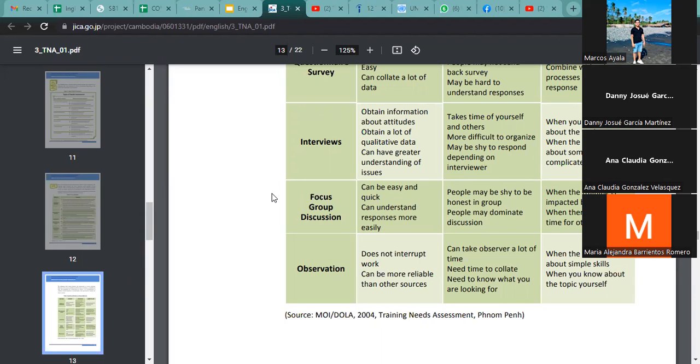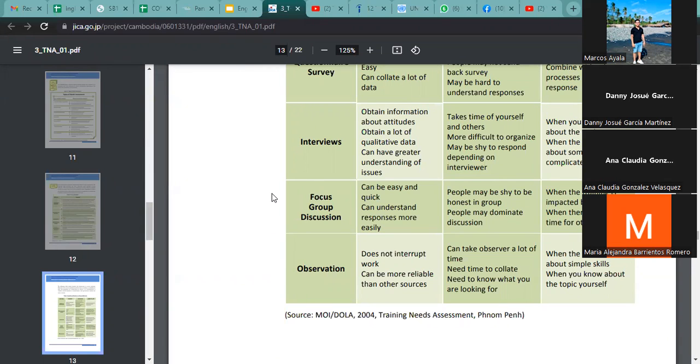Interrupt work, can be more reliable than other sources. Can take a lot of time to observe, need time to collect, need to know what you are looking for. When the training is about simple skill, when you know about the topic yourself.